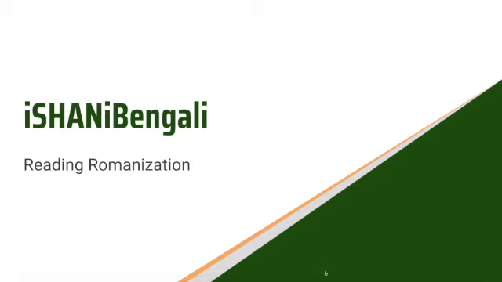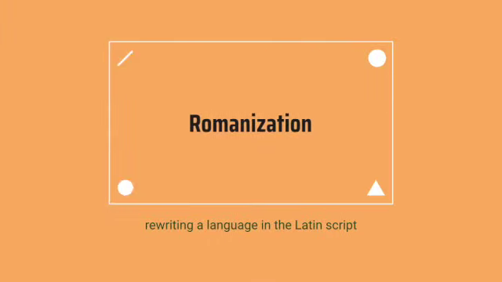Alright, welcome everybody to my second lesson of Bengali, which is going to be learning to read Romanization. So, let's start off with the definition of Romanization. Romanization is a rewriting of a language in the Latin script. So, in Bengali, we have a different script than the English one, and we're just going to change that so that it's not too complicated to learn. If you want to, I will later on provide those resources, but for now we're just going to stick to Romanization.